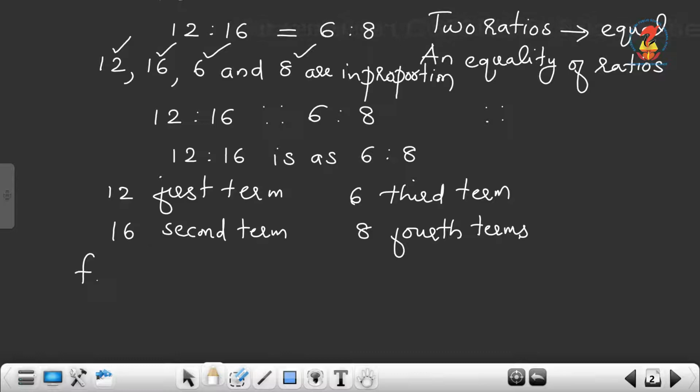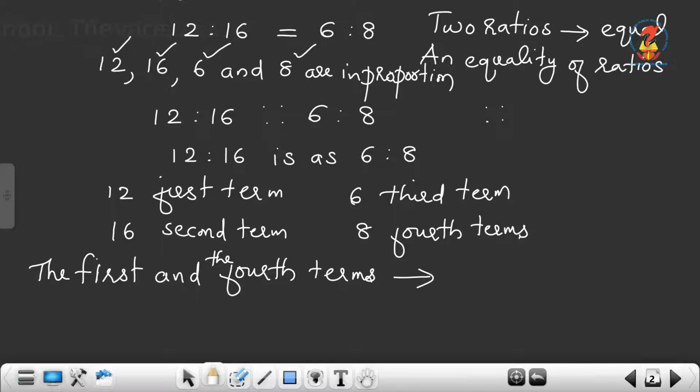Then the first and the fourth terms are known as the extreme terms. Extreme terms. The first and the fourth terms, what can we say? They are the extreme terms, or extremes.